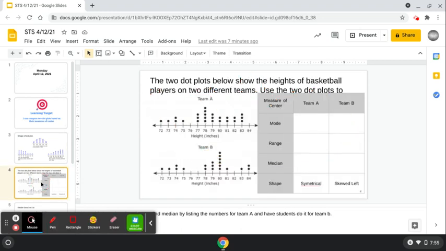Okay, so here we have two dot plots that show the heights of some basketball players on two different teams. We're going to use these dot plots to find these measures of center. I did already put the shapes in here. So A is pretty much symmetrical because if I start at the mode, which is 78, go ahead and put that into the table now, so 78 is my mode here on team A. And if I look, it's pretty much the same on both sides. It's not perfect, and most dot plots aren't going to be the perfect symmetrical shape or the perfect skewed shape. But in general, we can say that A is symmetrical.